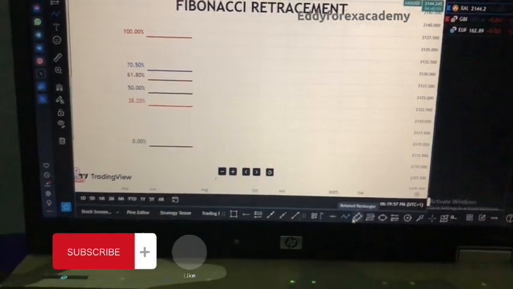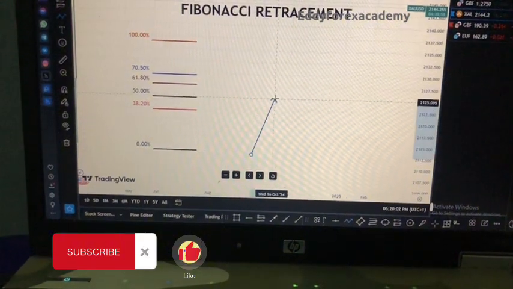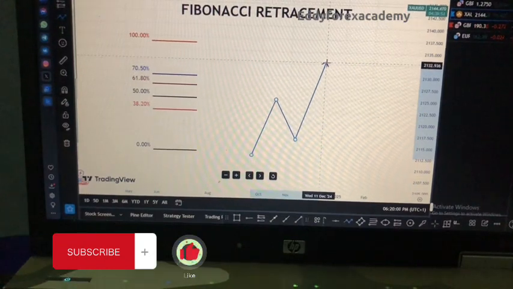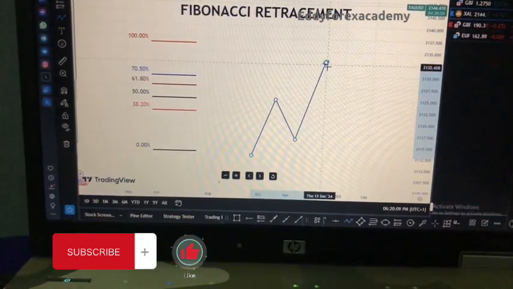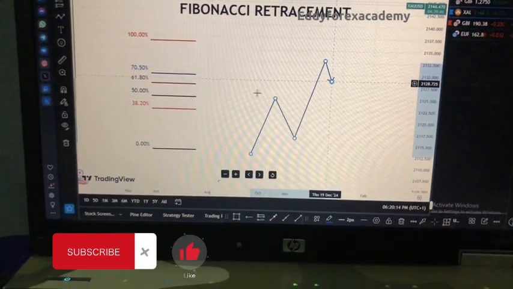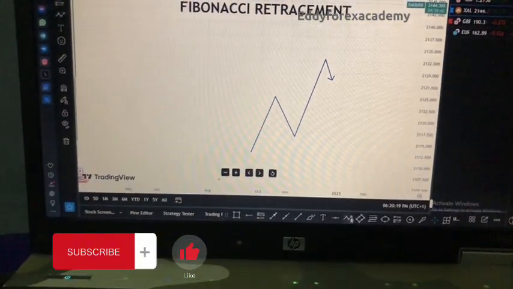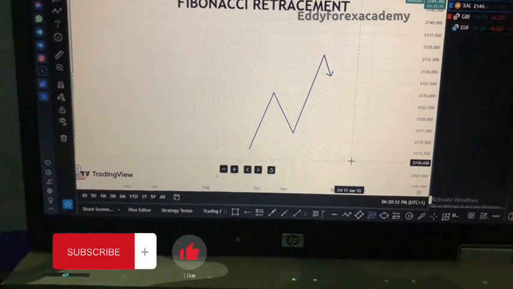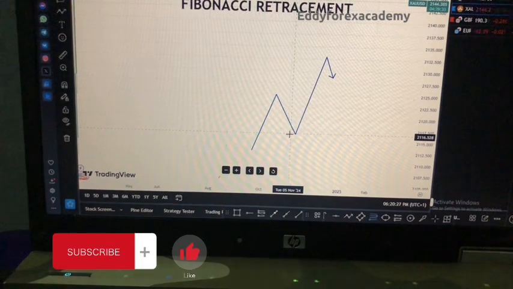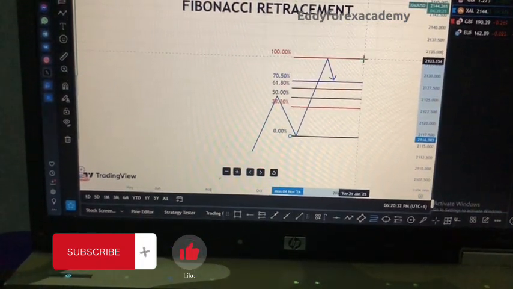So let's say the market is trending to the upside, like this. We have a retracement, a continuation, and price is coming down. This is where your Fib tool comes in. You tap on your Fib tool, take from the lowest price to the highest place that price stopped.